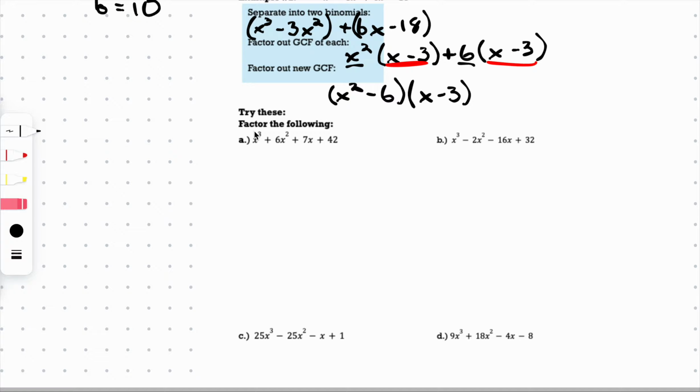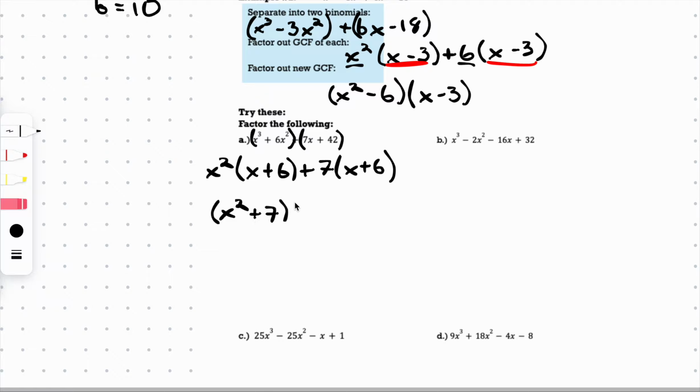So first we want to separate into two binomials. I'm just going to do that by putting parentheses around this. The greatest common factor we can factor out of x cubed plus 6x squared is x squared. Then we have x, we're left with x plus 6. The greatest common factor we can factor out of 7x plus 42 is 7. So we do x plus 6 again. We're left with 2x plus 6's. So we can combine x squared plus 7 and x plus 6 as our answer.